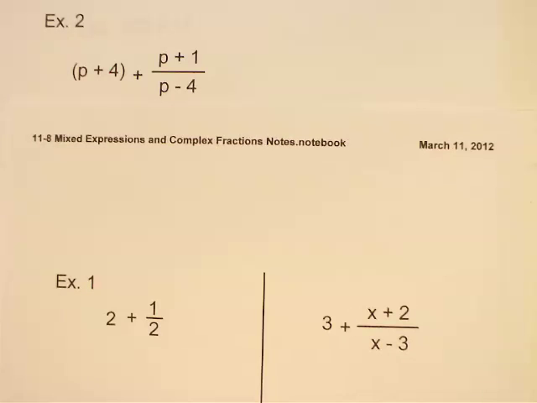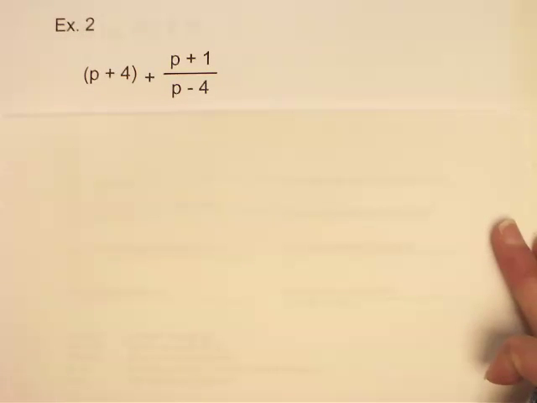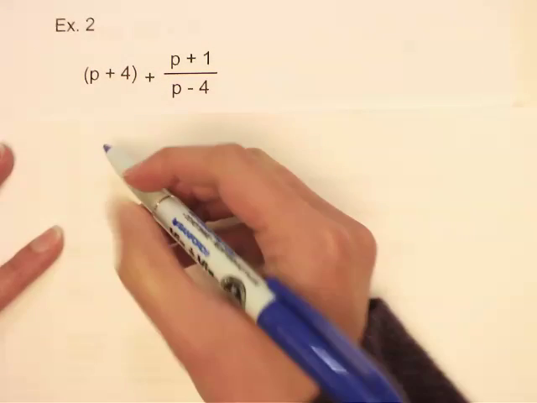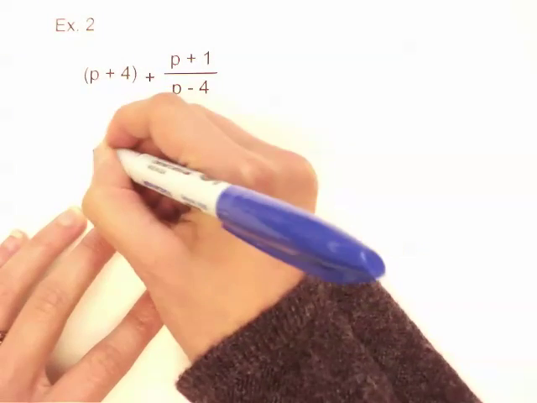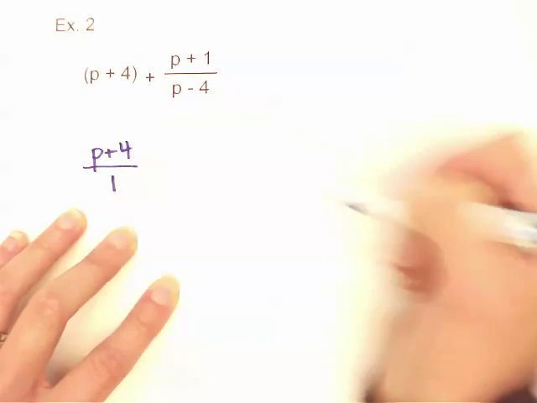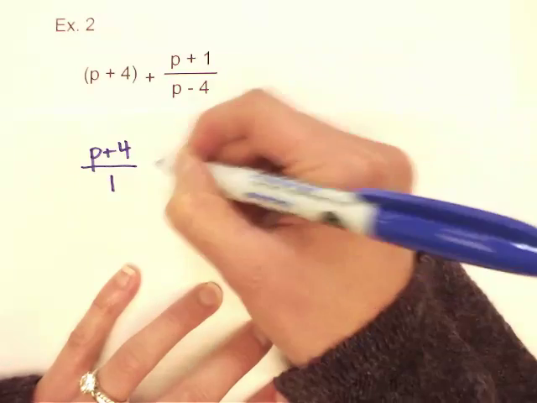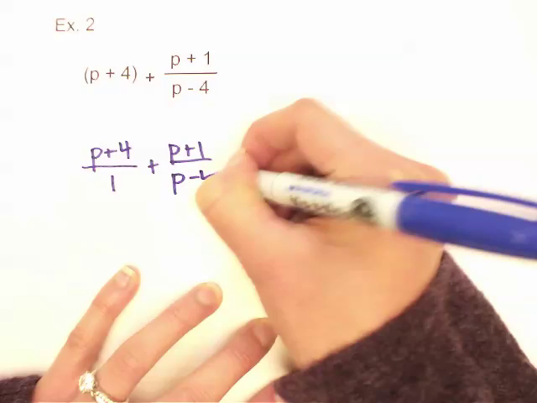So now let's take a look at another example. Okay. We have p plus 4 plus p plus 1 over p minus 4. Okay. So we're going to do the exact same thing. We're going to place that first monomial or first polynomial over 1. So that's p plus 4 over 1. And we're going to add that to p plus 1 over p minus 4.